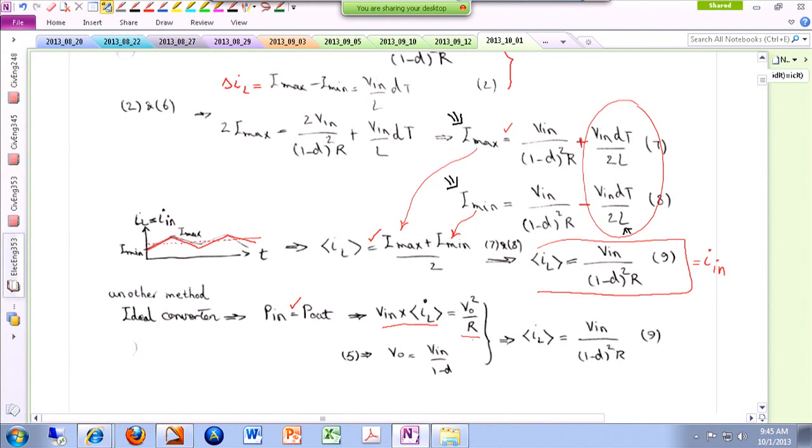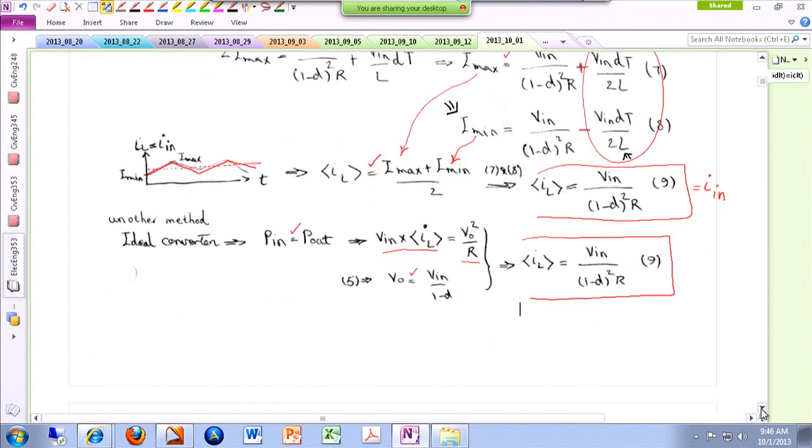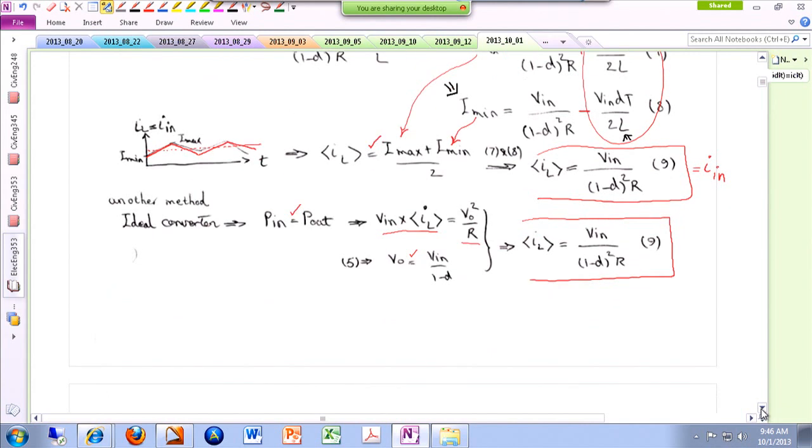And also, on one side, I have V in. On the other side, I have V out. If I want to get rid of all of the V outs, I can just replace them with V in over 1 minus D. So in the end, you will end up with the same equation, basically. So IL is V in over 1 minus D squared times R, which resembles the equation for transformers. Remember, just assume a system like this.